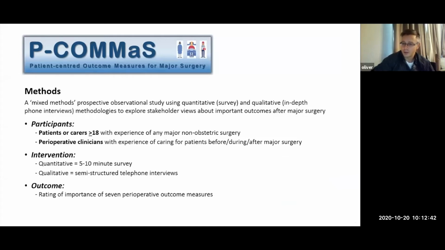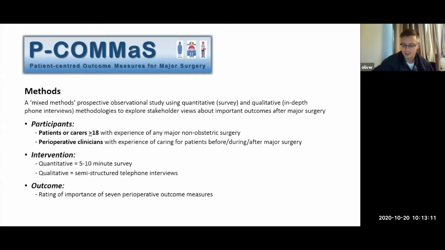Now, the idea of this study was that it was going to be a mixed methods prospective study using both quantitative methods and qualitative methods. So a quick quantitative survey and then some in-depth semi-structured phone interviews to explore stakeholder views about important outcomes after major surgery. And when I say stakeholders, there were basically two angles to this. There was the patient and carer perspective, so people who'd had major surgery, and there was the perioperative clinician perspective, so people involved in looking after patients having major surgery really at any stage of their journey.